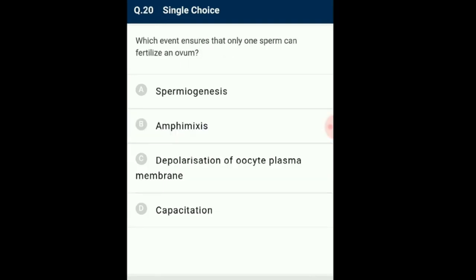Question number 20. Which event shows that only one sperm can fertilize an ovum? Block to polyspermy is an important step which takes place in humans and in sea urchins during fertilization. This is done by two events. First, the fast block to polyspermy takes place because of opening of sodium channels that causes the oocyte membrane to get depolarized. There is a slow block to polyspermy too. This takes place due to the cortical and zonal reactions. These two types of block to polyspermy ensure that only one sperm can fertilize the ovum. So the answer is option C, depolarization of oocyte plasma membrane.